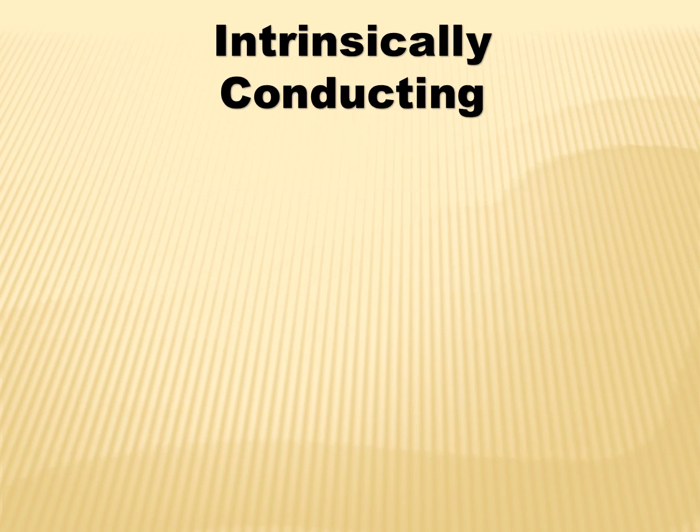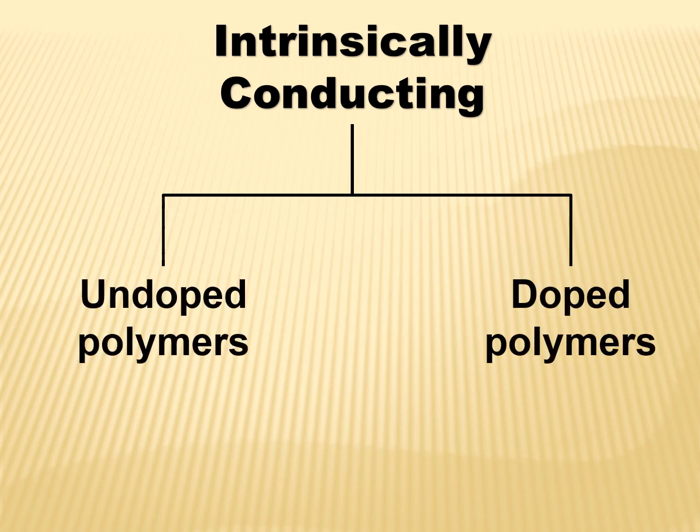Intrinsically conducting can be further classified into two categories. What are these two categories? One is called undoped polymer and the other is called doped polymer. There are some similarities between the classification of conducting polymers and the classification of semiconductors, but there are differences also, so you should not get confused. So please listen carefully. Undoped polymers and doped polymers. What do you mean by undoped and what do you mean by doped? We have to see this in detail because intrinsically conducting polymers are the most important type of polymeric conducting materials.